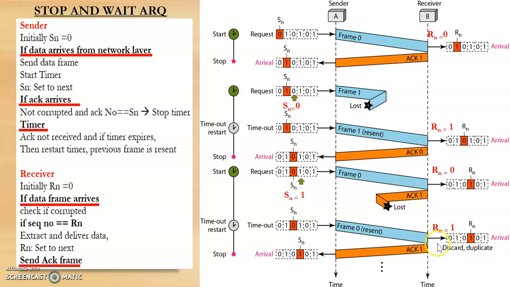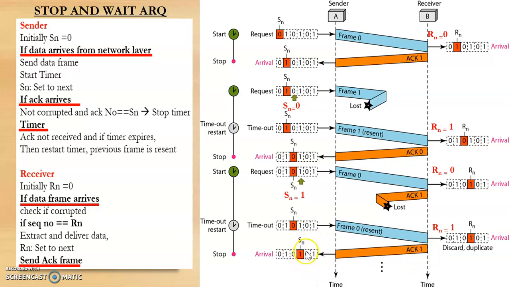Now over here, even though the receiver has discarded the frame, it will send an acknowledgement. That is, it will send the previous acknowledgement, the acknowledgement frame with acknowledgement number as 1. It means that the receiver assumes that the acknowledgement frame was lost and it is sending the same previous acknowledgement again. So it is telling the sender that next it wants a frame with sequence number as 1.